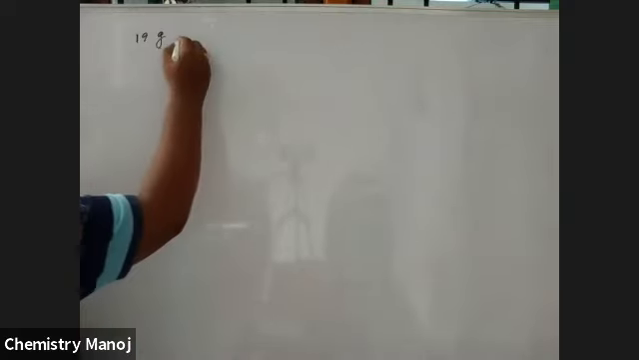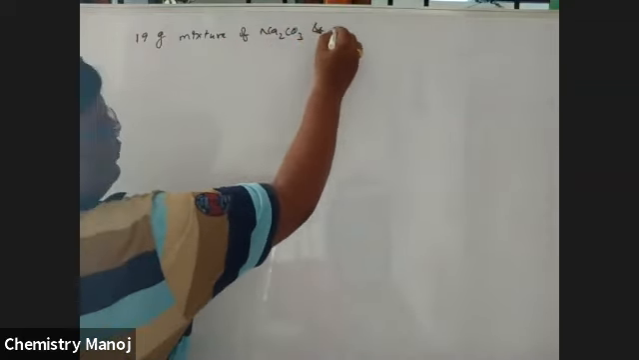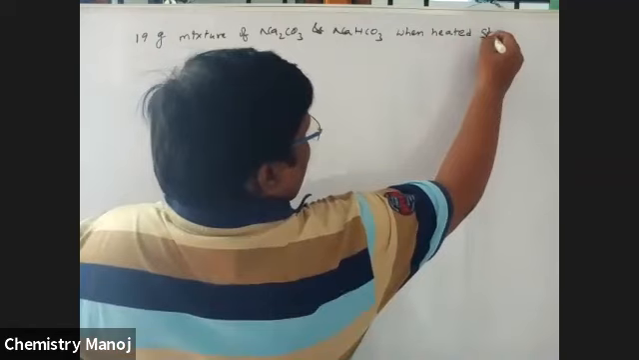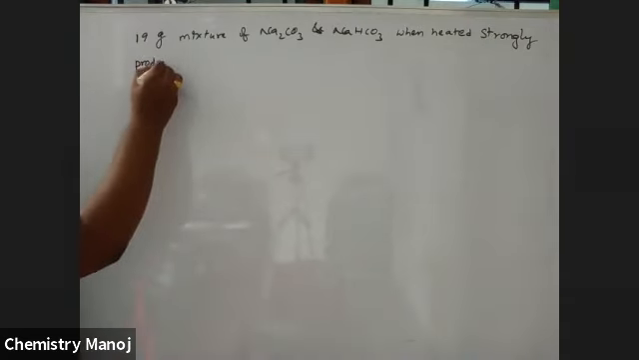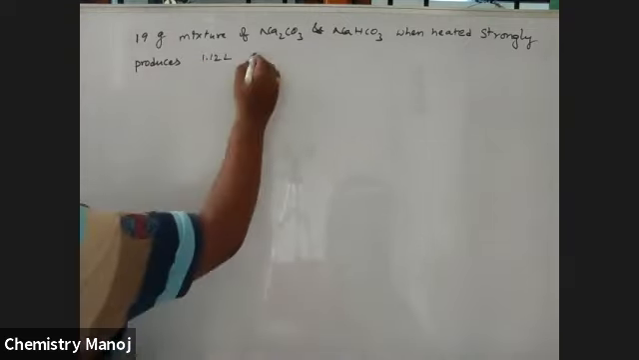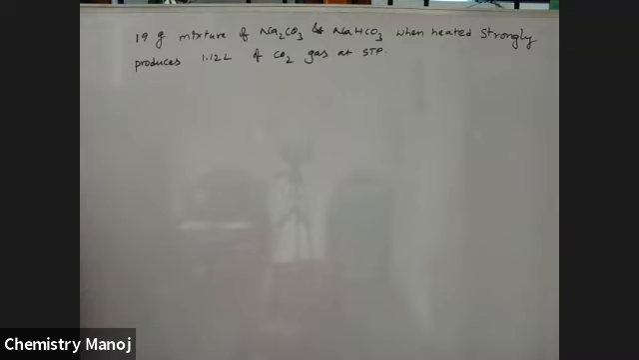See here, one more mixture problem. 19 grams mixture of Na2CO3 sodium carbonate and sodium bicarbonate, when heated strongly, produces 1.12 liters of CO2 gas at STP. Find the mass of solid residue.